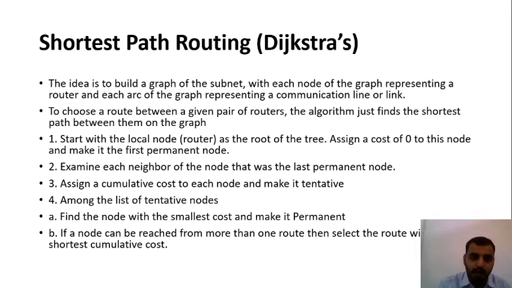So, what is the shortest path? The shortest path is directly from Hyderabad to Delhi. Then, what is the alternative path? The alternative path is from Hyderabad to Maharashtra to Delhi. So, this is an alternate path. For both of the routes, it will calculate the cost, and it will take the shortest path.